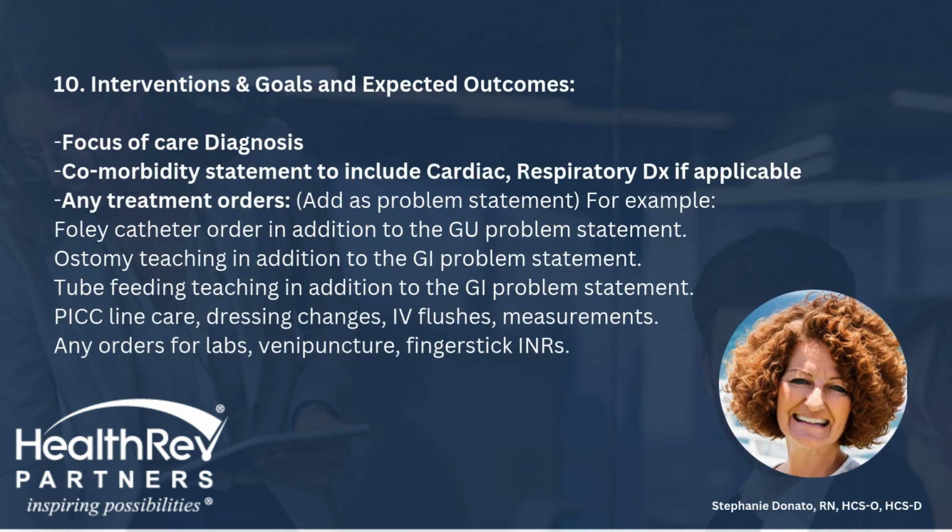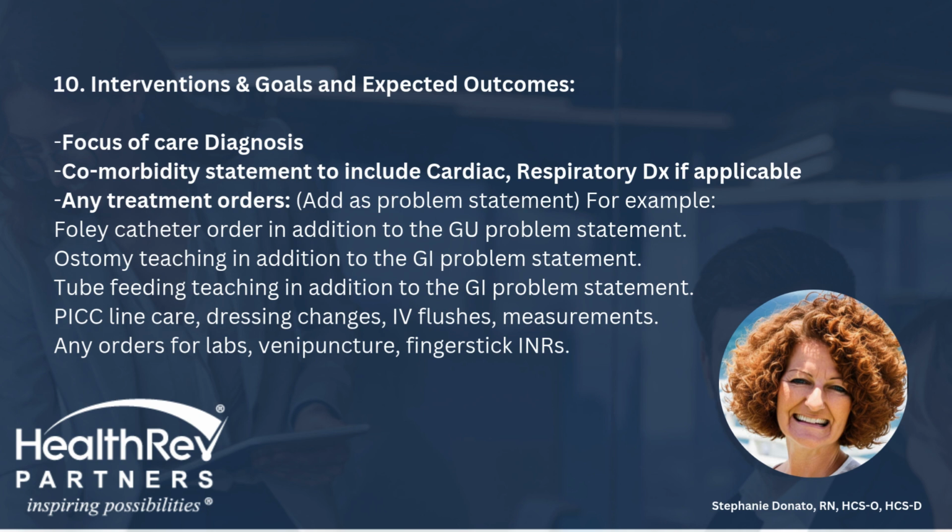The interventions and goals are another aspect that is very important, maybe the most important aspect of the plan of care. The interventions should include the focus of care. So this is the reason that the patient is being seen by the home health care agency. Then you want to include any comorbidities that are very important and going to affect the patient's care, such as cardiopulmonary diagnoses like CHF, COPD, and another big one such as diabetes. You'd want to make sure there was a comorbidity statement for that.